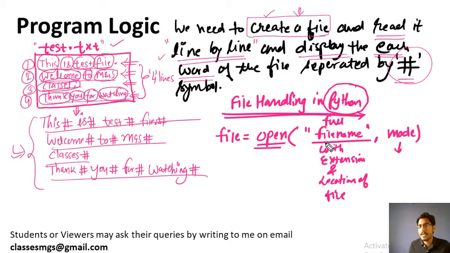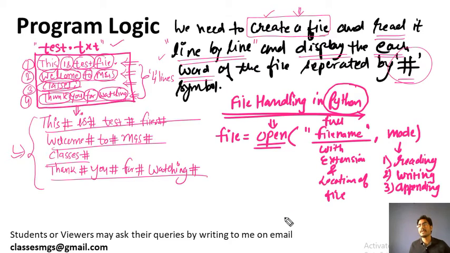Let's suppose you are opening this file for reading purposes, then you will open it in reading mode. If you are opening this file for writing purposes, then you use the writing mode. If you are trying to open this file for appending new content to existing content, then you use the appending mode. There is a special symbol for each: R for reading, W for writing, A for appending.